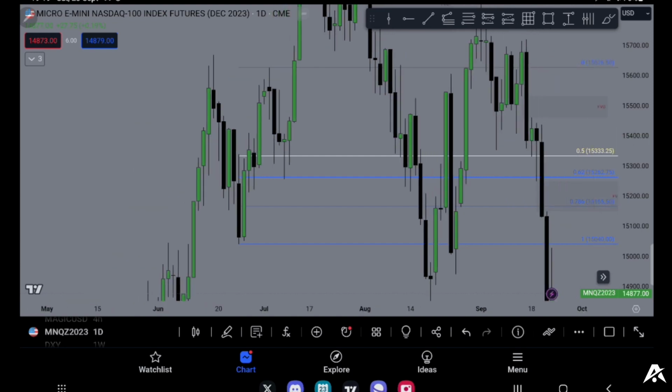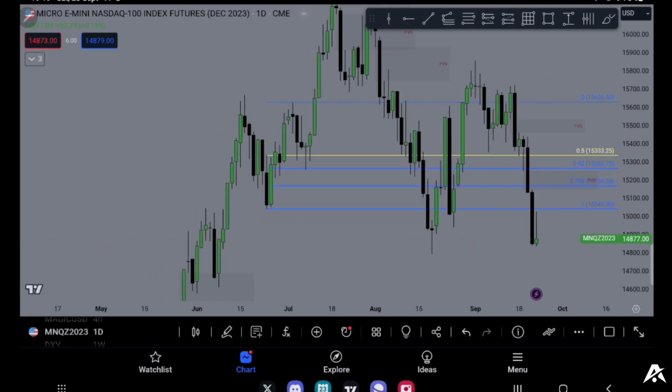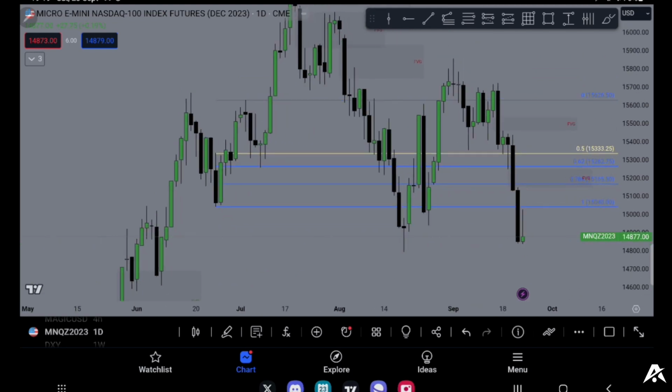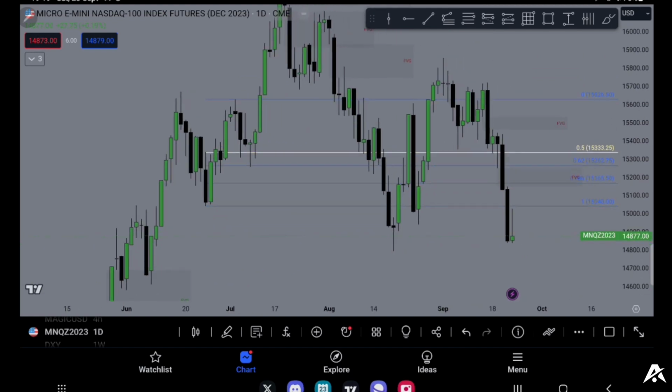You can also see multiple examples. But just to let you know, I don't use fib retracements to enter a trade or as a secondary confluence. We'll come to that in a bit.